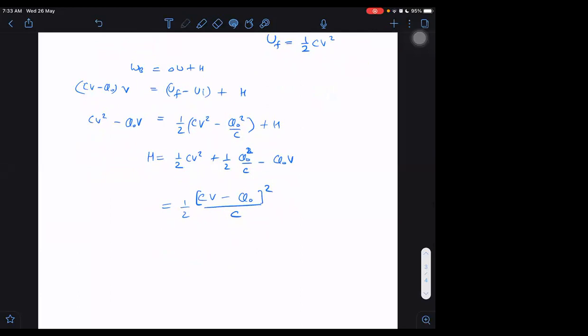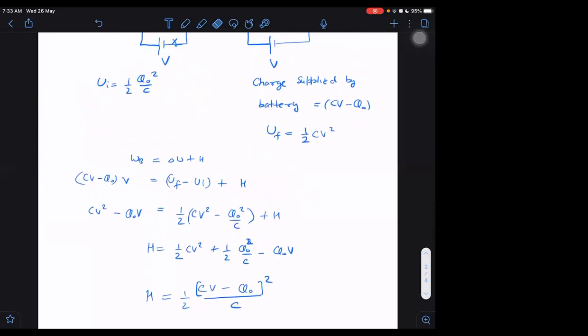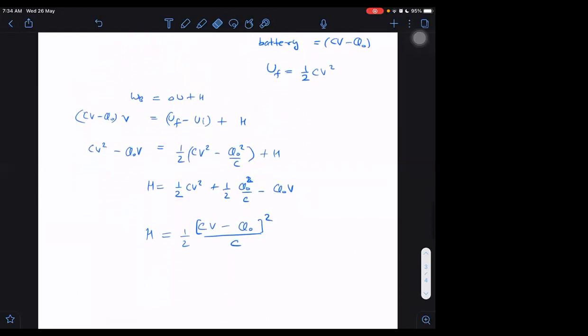Then I can say what the heat energy dissipated is finally. It is coming out to be equal to half of the charge supplied squared divided by C. That is equal to the heat energy dissipated. Okay, then you are getting it right finally. And what is the change in potential energy of the capacitor? The change in potential energy of the capacitor is half of CV square minus Q naught square by C.